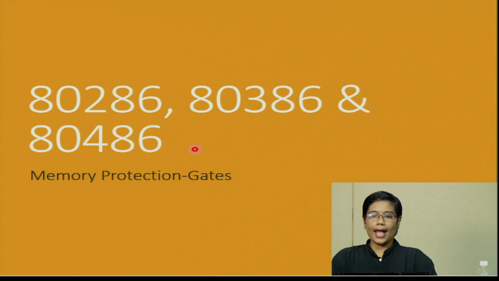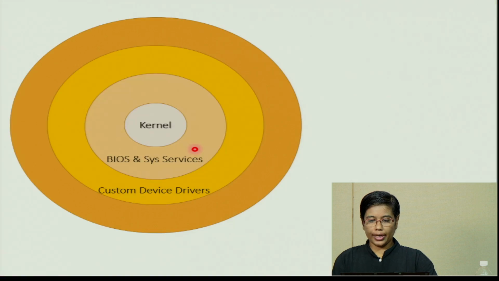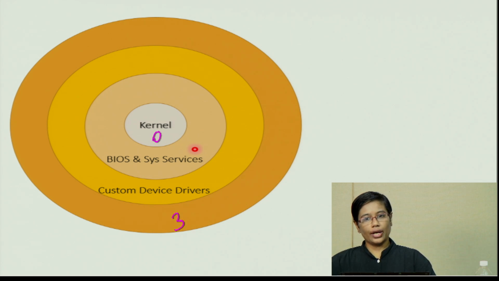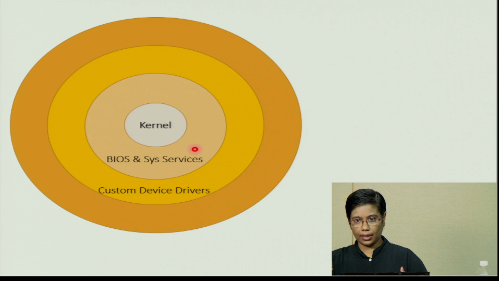So we will look at memory protection. In particular, we look at gates in this particular session because we were talking about different privilege levels, where I said the kernel will have the highest privilege level and the application programs are going to have the lowest privilege level. So if the application program wants to access some kernel services, it has to do so through a process which is called gates.